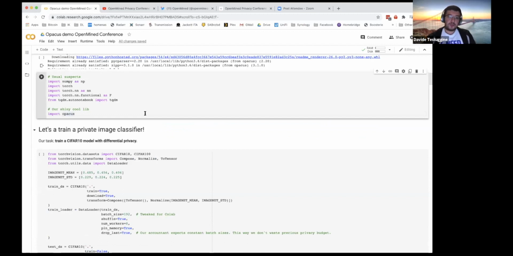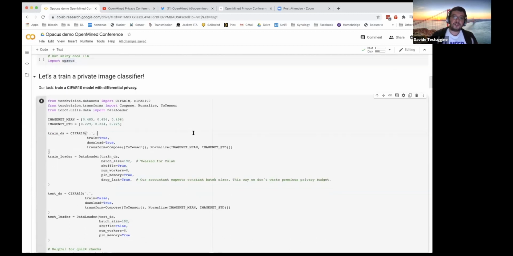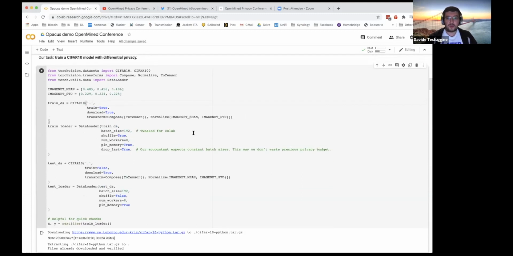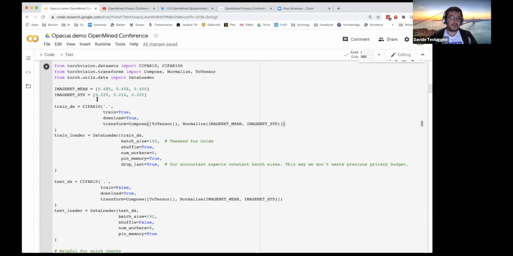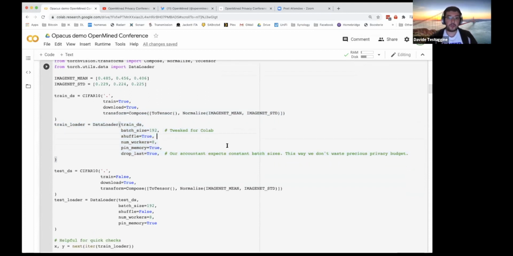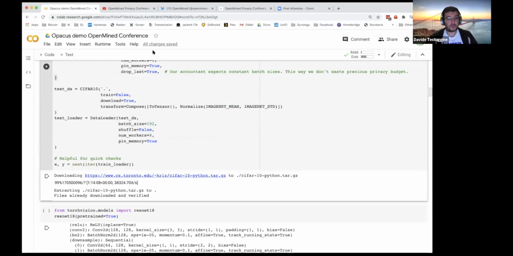Right. So here, in this notebook, we're training a CIFAR 10 model with differential privacy. If you're familiar with Torch Vision, I'm doing pretty standard stuff at this point where we're just instantiating data sets and data loaders which will allow us to have iterable batches that we can use. So nothing special here.